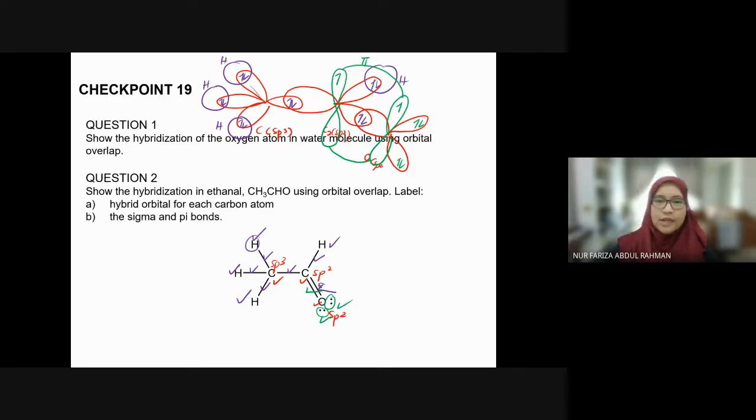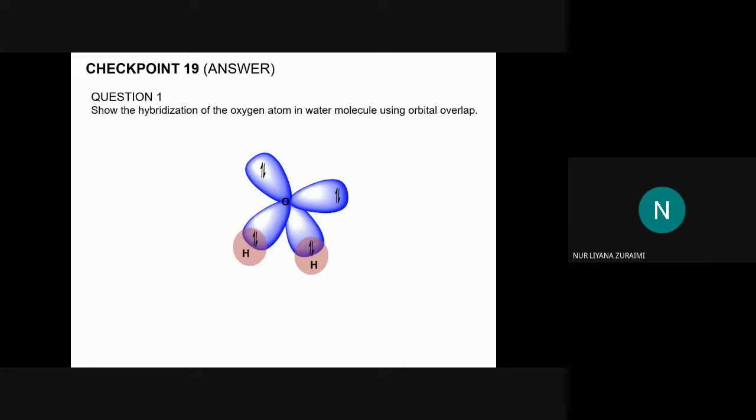Right, so it asks us to show the sigma and pi bond. So this is sigma, sigma, sigma. This is also sigma. Where else? This is sigma and then pi. Okay, pi, we have shown the pi. And okay, done. So this is the answer.